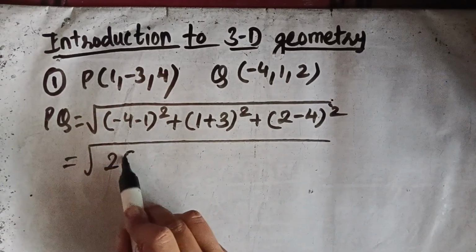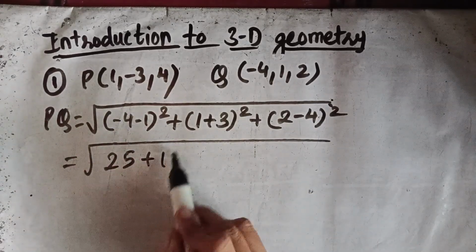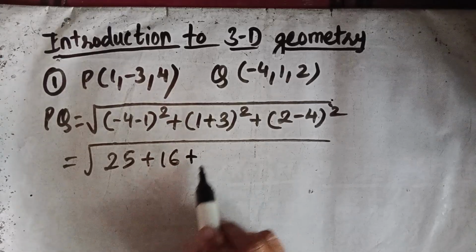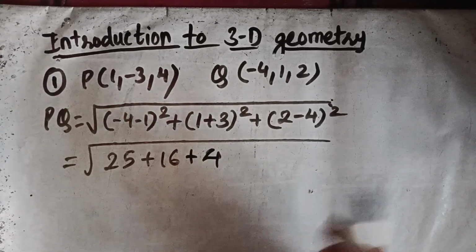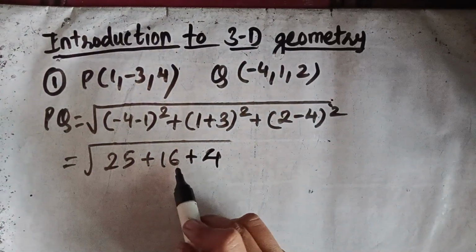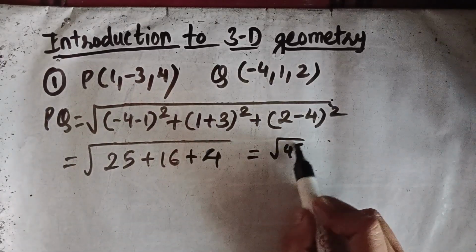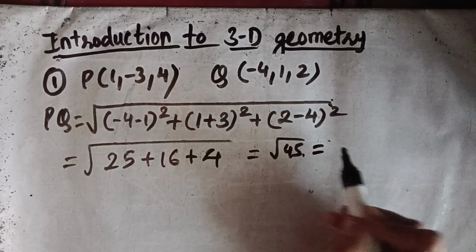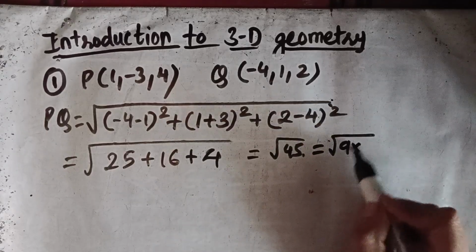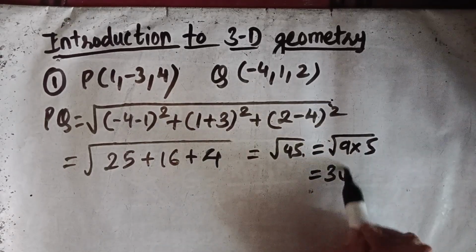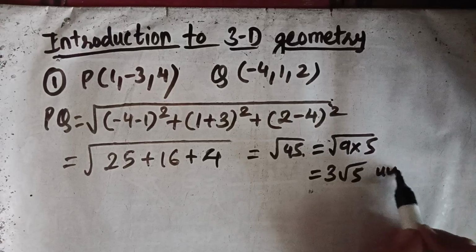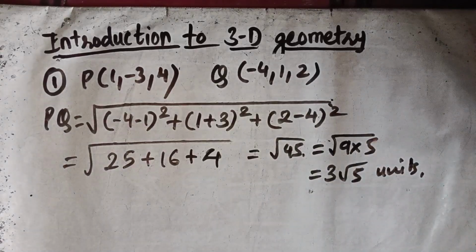5 square is 25, 16, 20 plus 25 is 45. So the distance is 3 root 5 units. Okay. Next question.